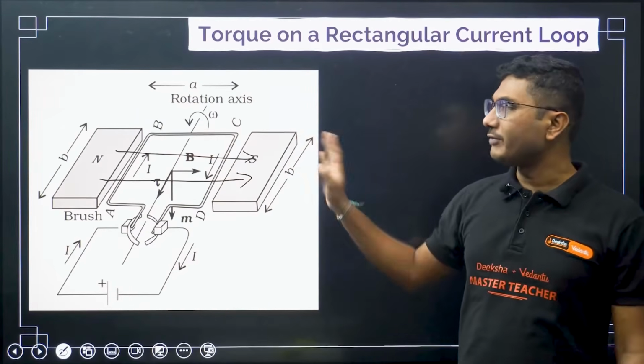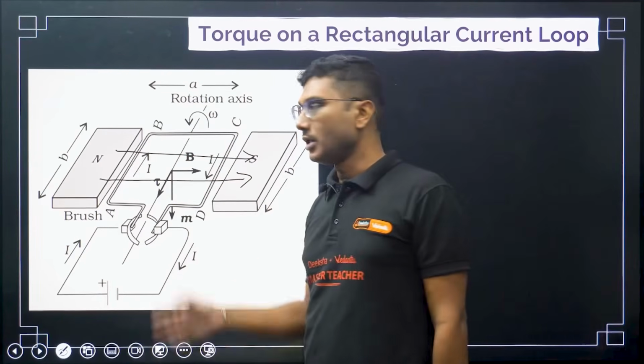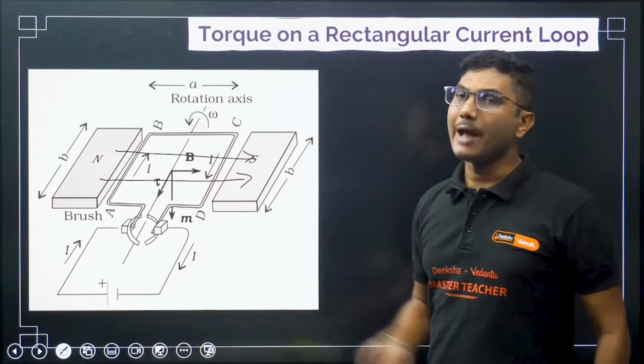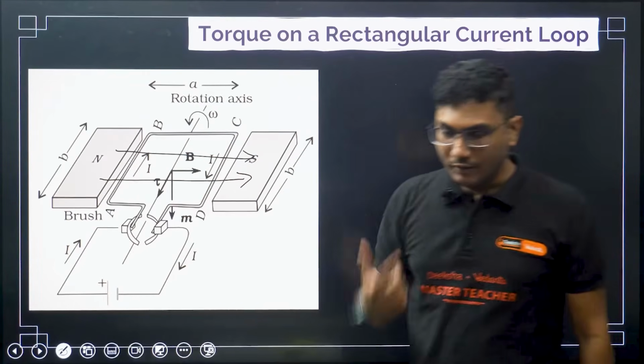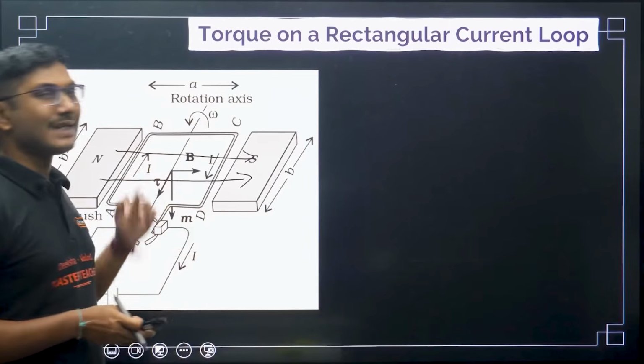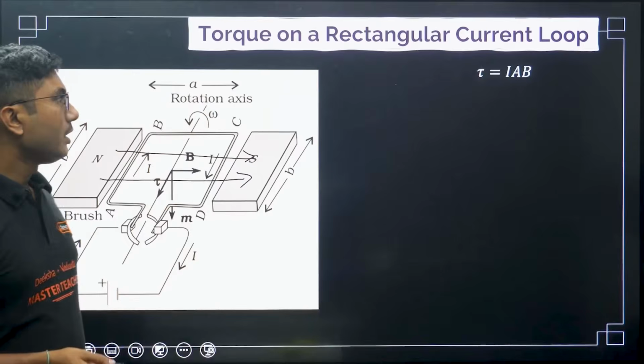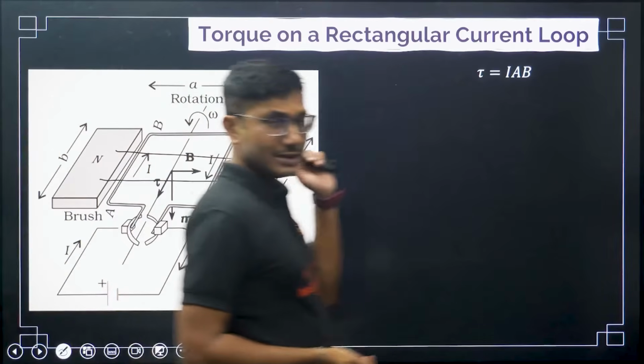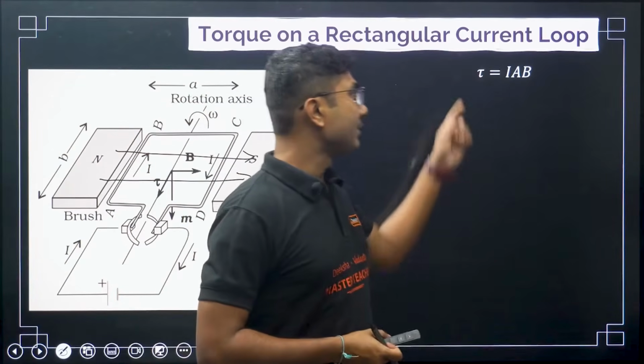Okay, this is the basic fundamental principle of an electric motor. So this will try to rotate, and based on this principle our fans and many other electric motors basically work on this same principle. The torque acting on this system is calculated using this formula.